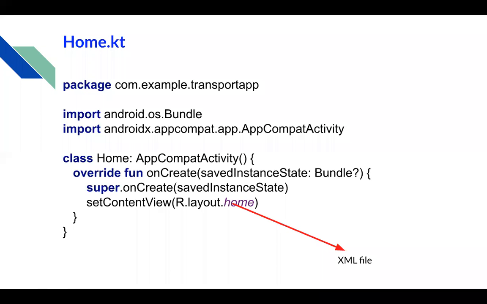This is an example of an activity class. Firstly, we have the package where the app belongs. They have these two imports. Then from there, we have the class, and we can see that the class is extending AppCompatActivity.